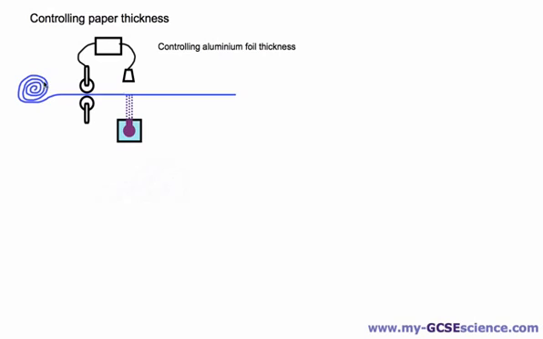Now, in the final stages of the production of paper, the paper is made into sheets that are the right thickness for the job. And the way this is done is an automatic method, and they use alpha radiation. So here is our source of alpha radiation, and alpha particles are being shot at the piece of paper that's coming off this roller.